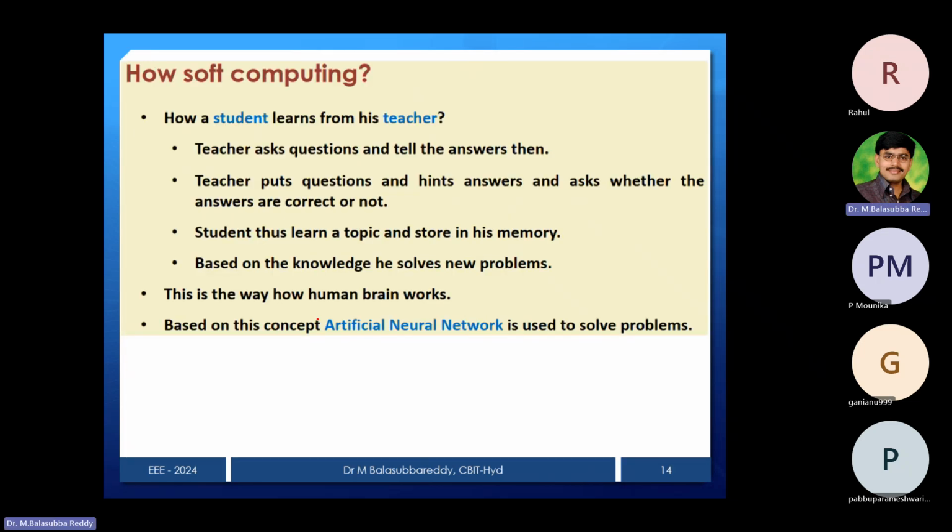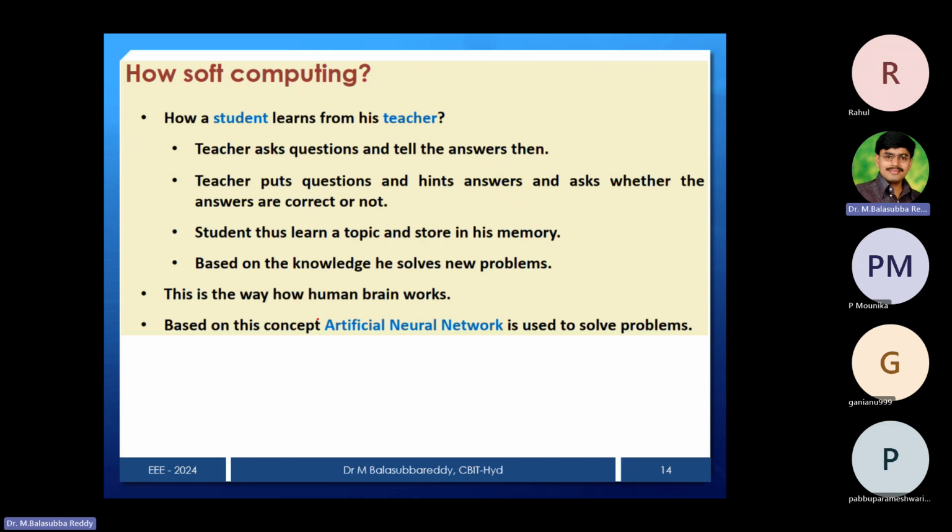Now how soft computing is going to work, I will tell you with many examples. One thing is how a student learns from his teacher. There is a student and teacher interaction, and in a class, how the student is going to learn from the teacher.